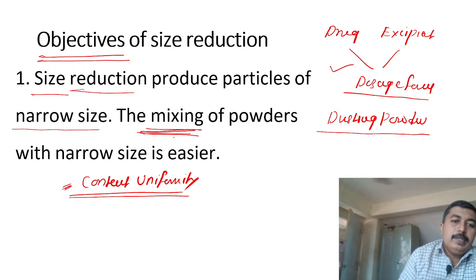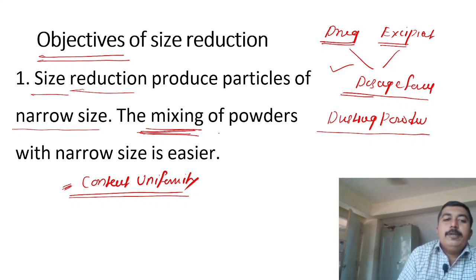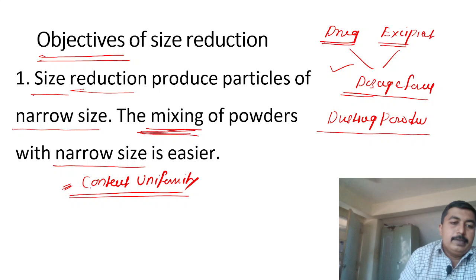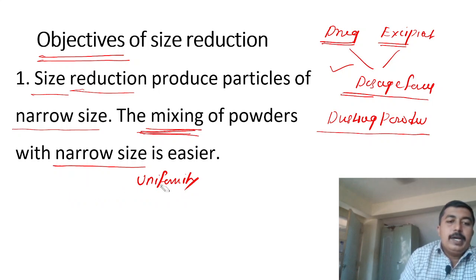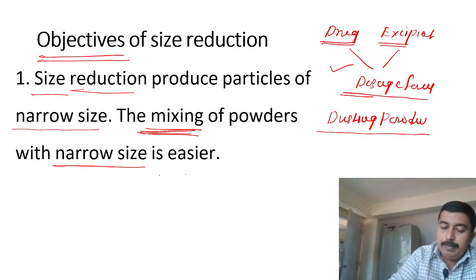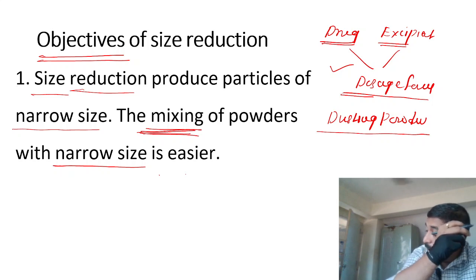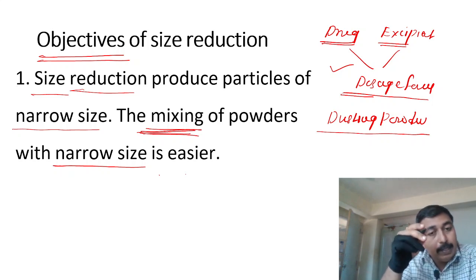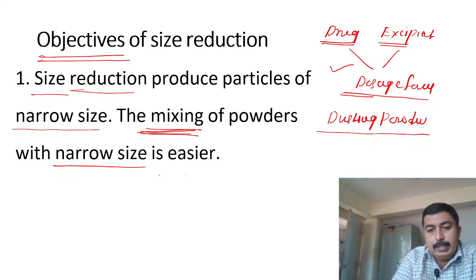So mixing of drug and excipient is required. Effective mixing is required to achieve content uniformity. And this effective mixing you can carry out if you have narrow size powder particles. If you have narrow size powder particles, then you can mix it better and content uniformity can be achieved. We'll see with the help of an example how size reduction helps in achieving content uniformity and what is meant by content uniformity in detail.